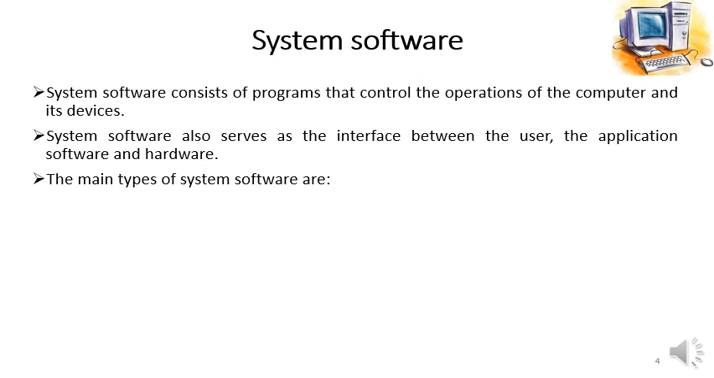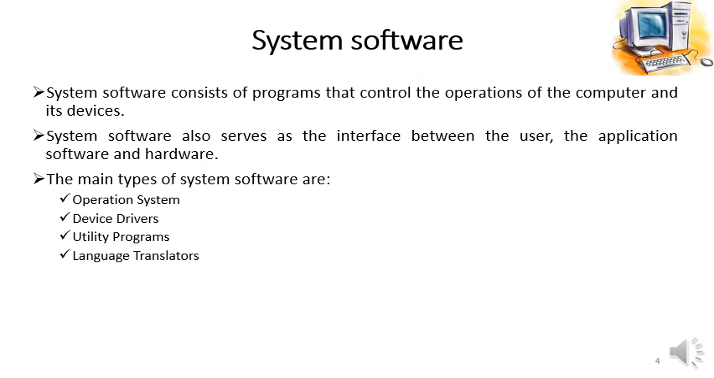The main types of system software are operating system, device drivers, utility programs and language translators. These are the four main types of system software. Operating system is a very important system software. Without an operating system, our computer is useless.